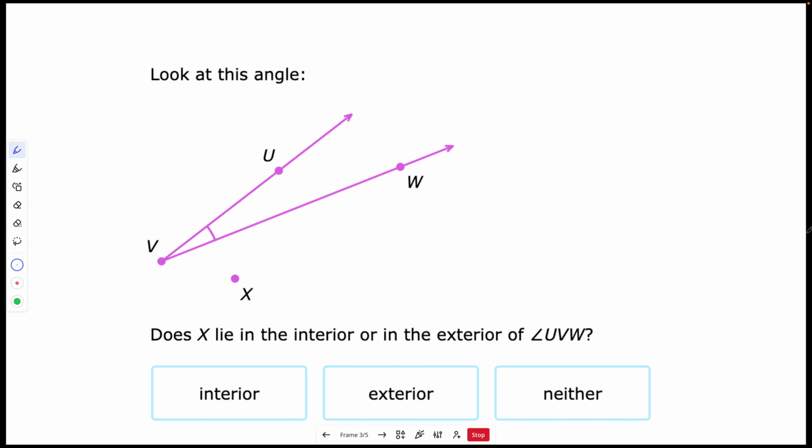Now for this one, it says look at the angle, and it says does X, so we're looking at this dot right here, does X lie in the interior or in the exterior of the angle? So I like to draw teeth on the angle, and we'll give it some eyeballs. And so the question is, is the X inside the mouth or outside the mouth? Well, it's outside the mouth, right? It's exterior. Exterior, outside the mouth.